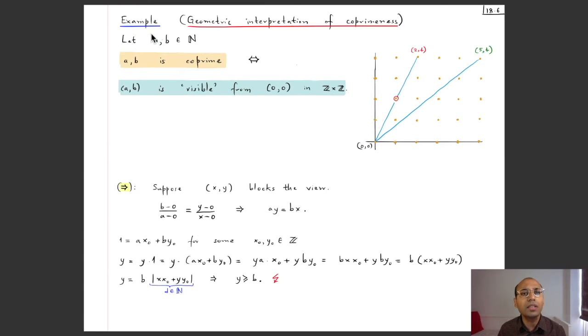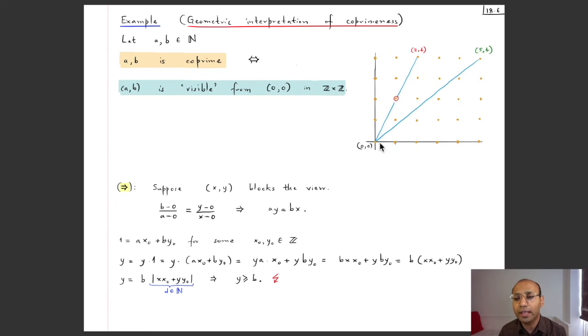We will now consider a sort of theoretical example, and the point of this example is to give a geometric interpretation of coprimeness. So suppose that you have two positive integers a and b, so these are natural numbers, and we are going to show that a, b is coprime if and only if the following thing happens geometrically: that the point (a, b) is visible from (0, 0) in this Z times Z.